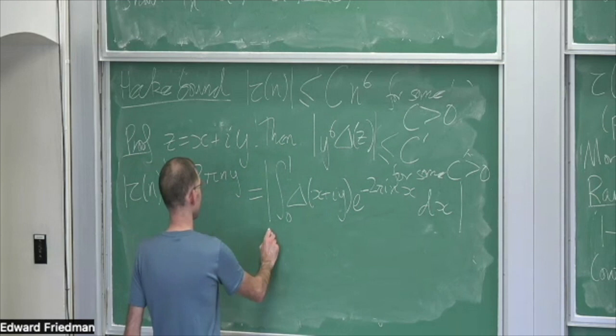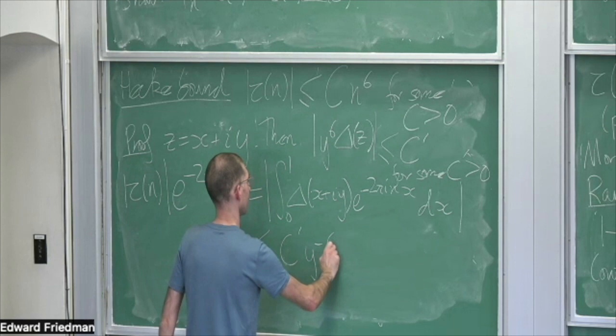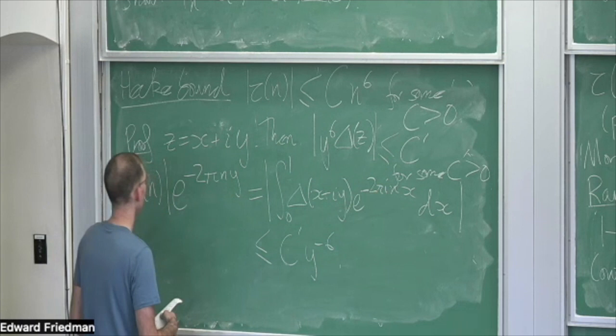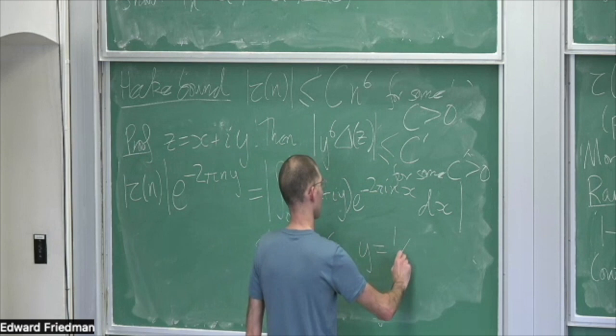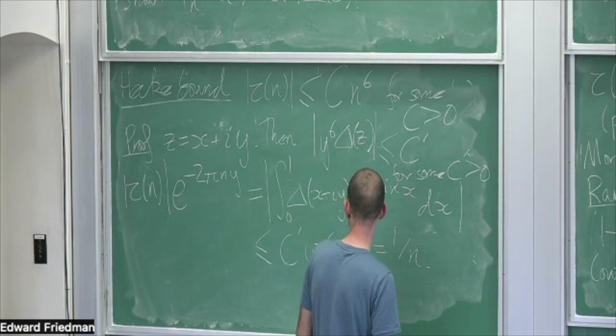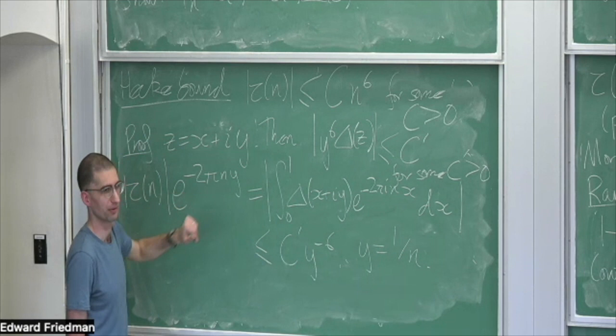And now, of course, this is bounded by c prime. Six by this inequality here, and everything in here is bounded by this c y to the minus six, c by y to the minus six here, and this is bounded by one. And now just take y equals one over n, and you get the bound where c prime is multiplied by e to the 2 pi. So this is kind of the Hecke bound, just a consequence of it.